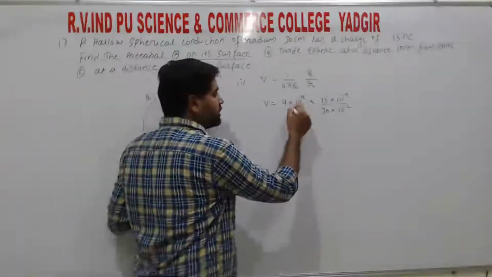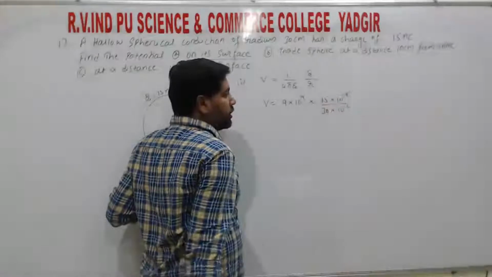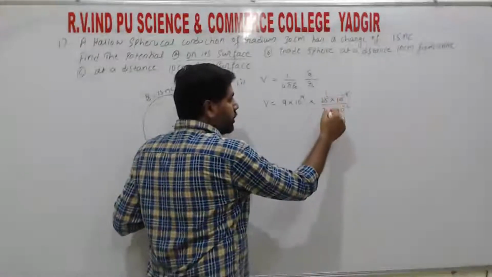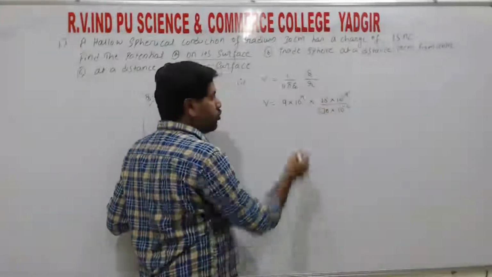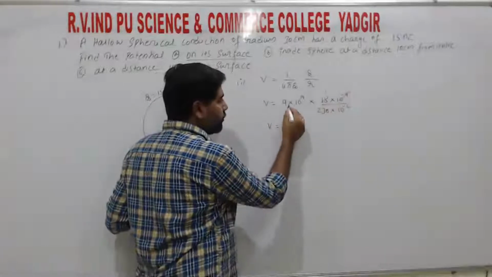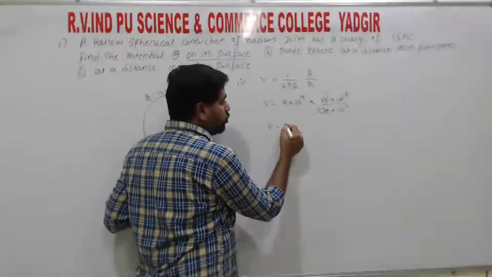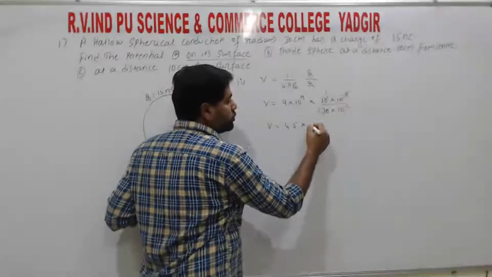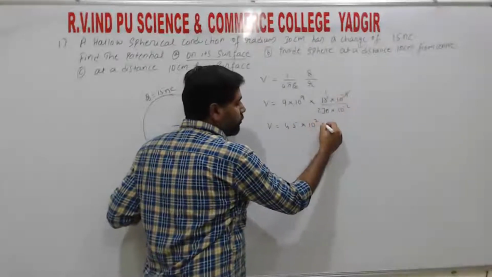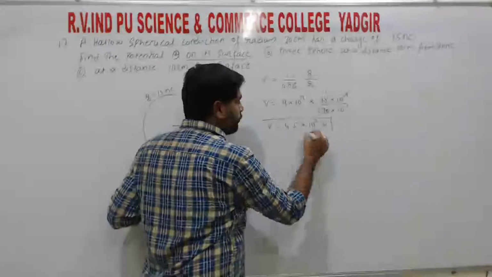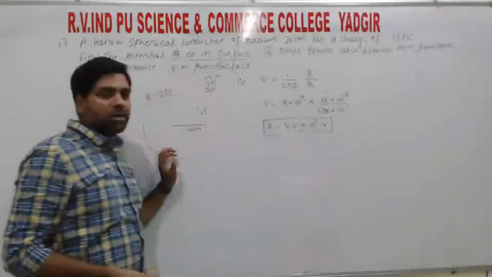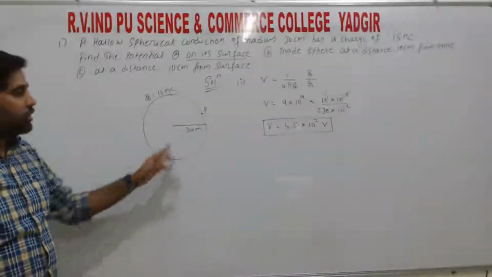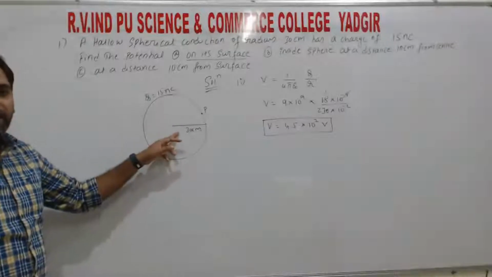Here plus 9 and minus 9 cancel, right? So 15 ones are 15, and 2, so the potential on the surface is 9 divided by 2, that is 4.5 into 10 to the power of 2 volt, as the 10 to the power of minus 2 goes to the numerator. So this is for the first one, on the surface of the sphere.